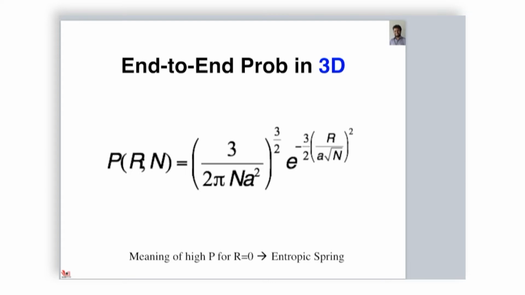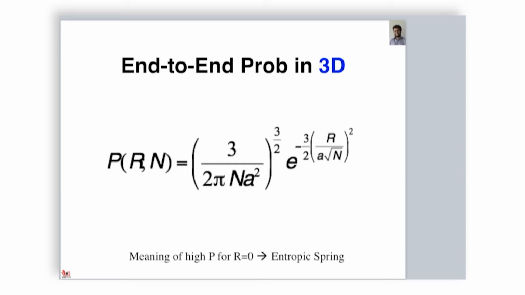So in 3 dimensions, so this was 1 dimension obviously, this equation becomes a little more elaborate. It is 3 by 2 pi n a squared. So because of that n a squared, we have to take 1 by 2 in the power and 3 to the power 3 because 3 dimensions, and e to the power minus 3 by 2 r upon a root n whole squared.